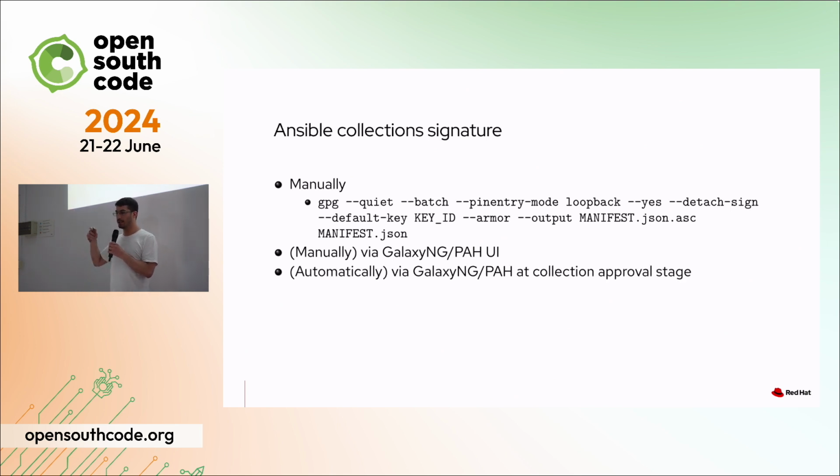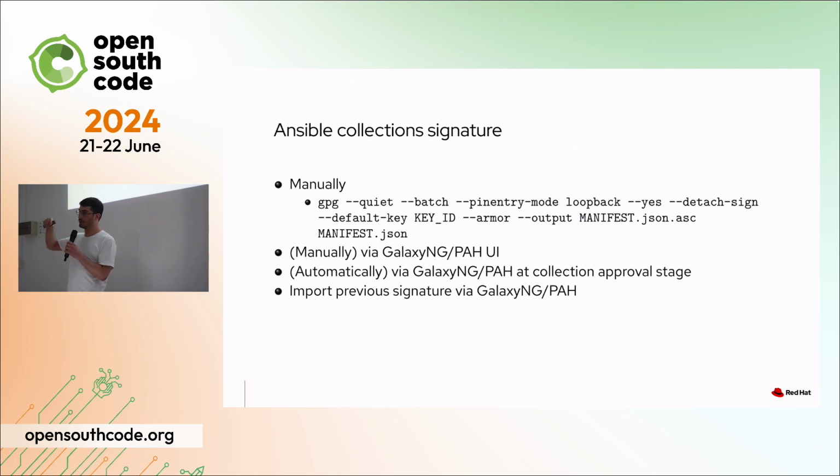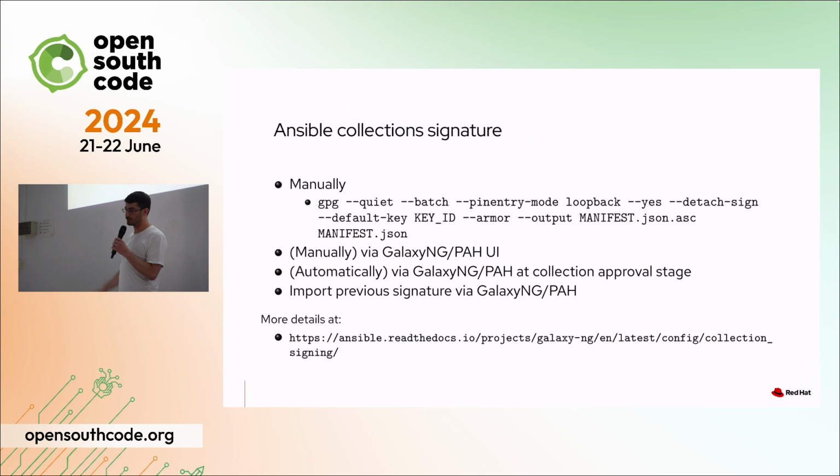Or we can do it within the approval stage in Galaxy NG or Ansible Automation Hub, because if you are using that software, you can set it up so that you have an approver. Someone uploads a collection, and then it's not visible until an approver approves it. And the signature can be put in that approval stage as part of the approval itself. Also, it's possible to import a signature from another, previous step. And there are obviously the usual links.